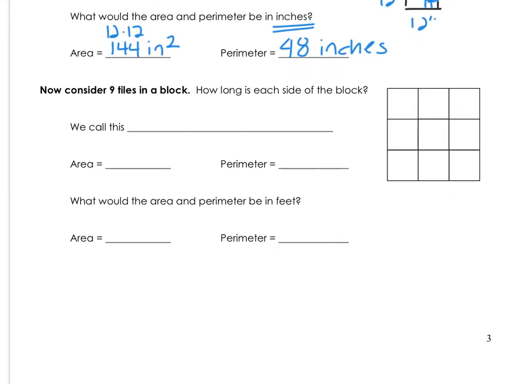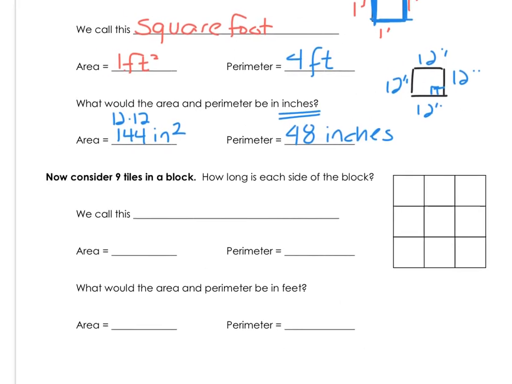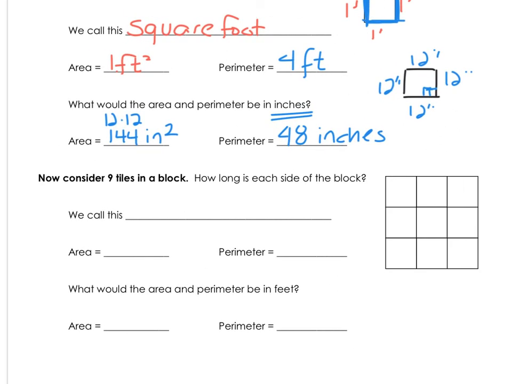So let's slide up here. Now what I'd like you to do in your mind's eye, if you're in the auditorium or in the classroom, is think about putting 9 of those square tiles together. Remember, each side is 1 foot long. So each side of the big block is 3 feet. Do you see how this is 1 yard long? So this is 1 yard by 1 yard, and we call this a square yard.